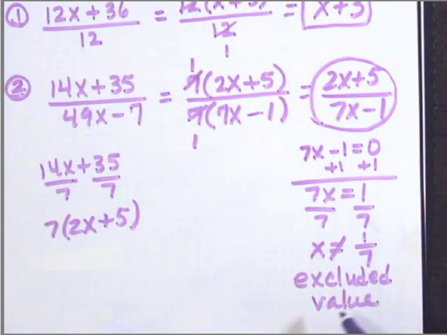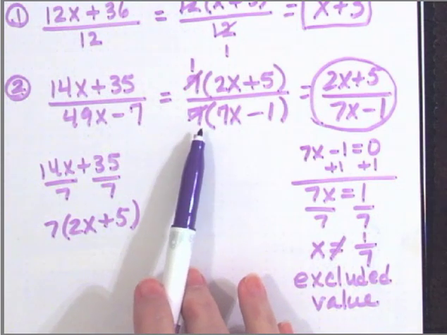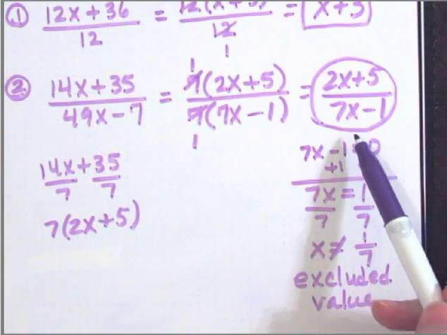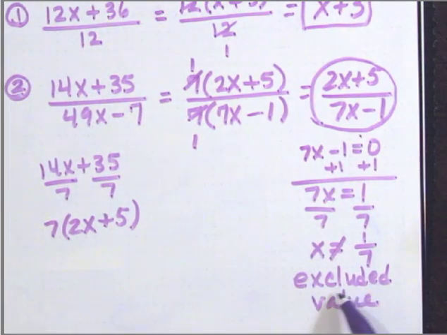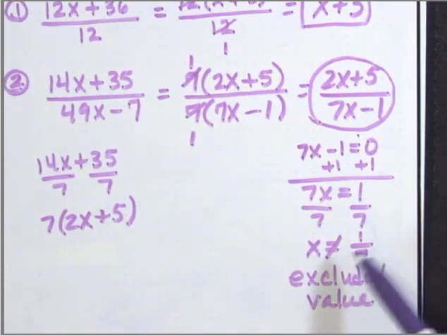When you're doing excluded values, you also need to think about the part you canceled, but since that was a constant and it doesn't have a variable, I don't have to worry about it. So this is my simplified answer, and then if you're asked for excluded values, it would be x not equal to 1/7. We don't want it to be 1/7.